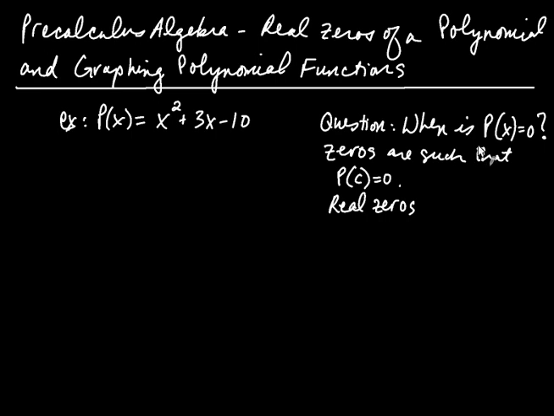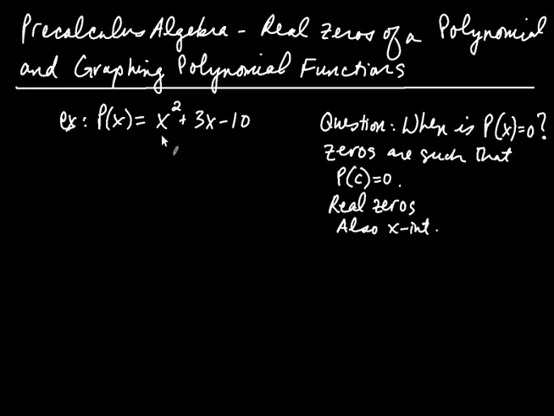So remember this question, when is the polynomial equal to 0? That's the same question we were asking in intermediate algebra when we were looking for x-intercepts. So if you have real zeros, then those zeros are also x-intercepts, because when you go to find x-intercepts, you set the y-coordinate equal to 0 and you solve that equation.